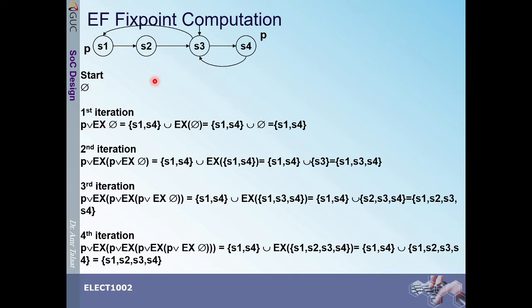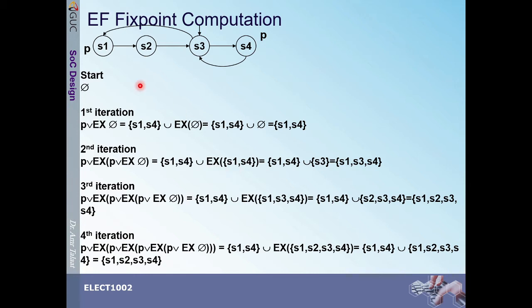B is the set of states where B is true, S1 and S4. Union EX of phi, it's phi. Anything union phi is the same, S1, S4. I'll go for the second iteration, B or EX of whatever I got here. So S1, S4, union EX of S1, S4. Let's calculate this one. This is important.